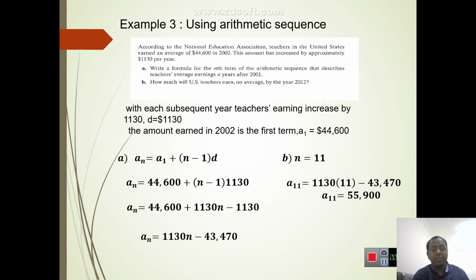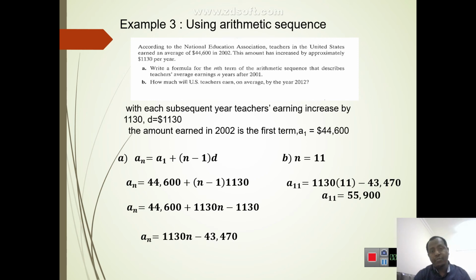So I will just plug the value of n, which is 11, into the general formula we got in part A. So a sub 11 will be 1,130 times 11 plus 43,470. Then I will get 55,900, which means that a teacher in 2012 can earn this amount. So this is example 3.